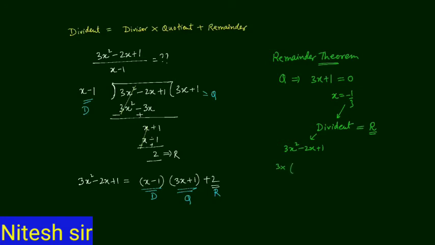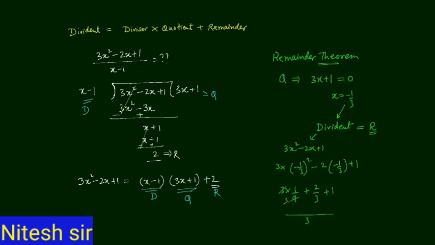Okay, what is the dividend? 3x² − 2x + 1. When we put the value of x in the dividend, we will get the value of the remainder. So see here, we are putting −1/3 in the equation and solving it.